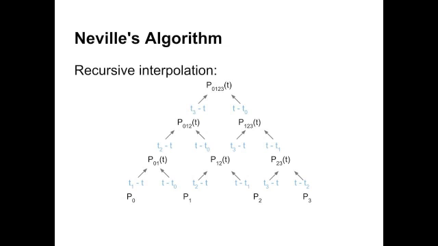Here you can see a graphical representation of Neville's algorithm. As you can see, it is a recursive algorithm, and you can consider P0 through P3 to be the four control solids, and the arrows to represent linear interpolations.